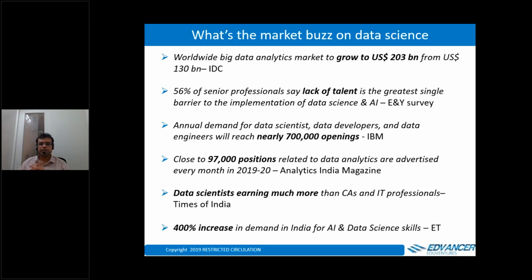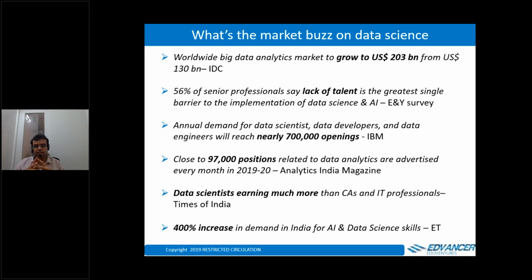So let's come to the section on careers. First and foremost, what's the market buzz on data science? As per the International Data Corporation, the worldwide data analytics market is set to grow to $203 billion from $130 billion. That's a very, very rapid growth that is happening.